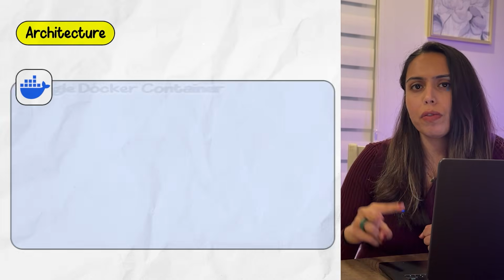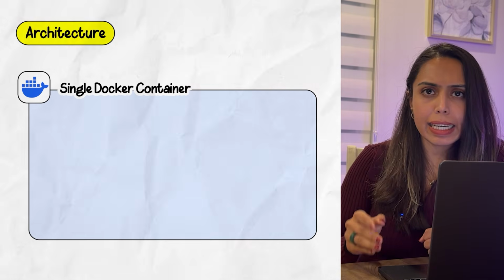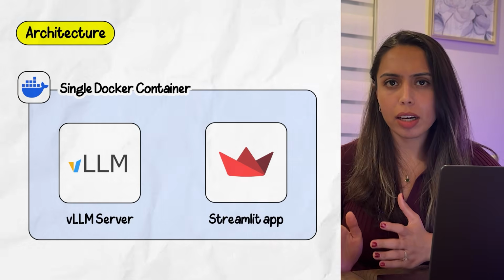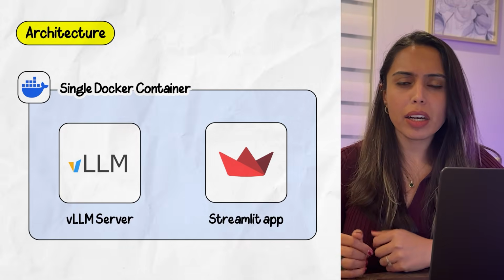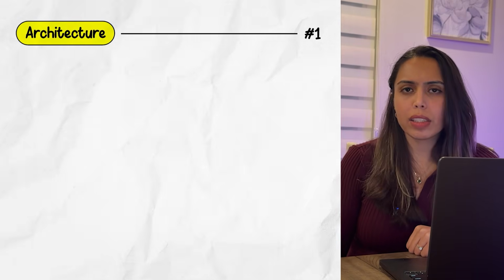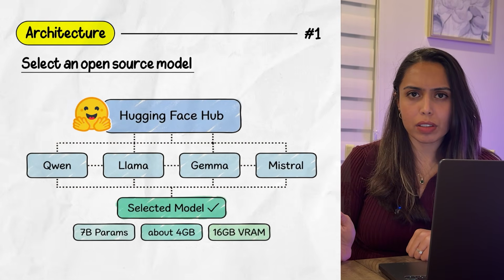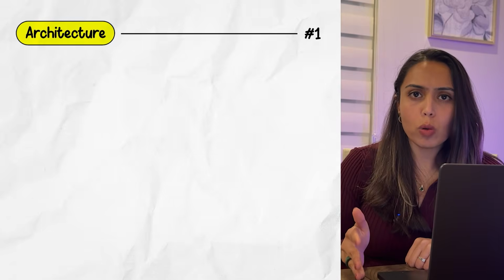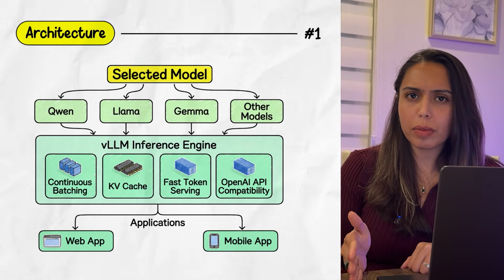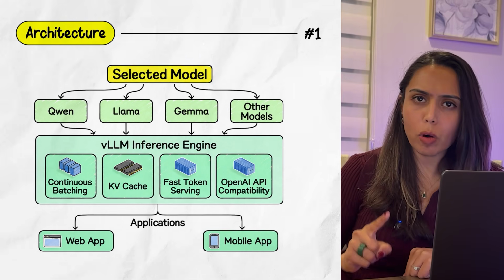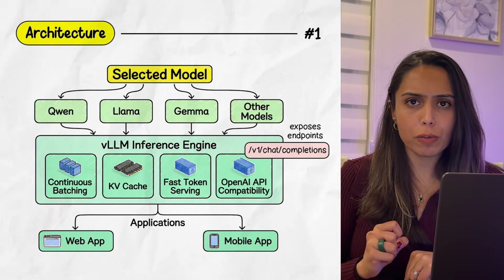Now, before we dive into the code, let's understand the architecture first. We have two main services running inside a single Docker container, a VLLM server and the Streamlit application. Now, you can have separate containers for both, but I chose to host both of these services in a single container. Now, the first step here is you can select an open source model from Hugging Face, which is basically the GitHub repository for AI models. Once that's done, the VLLM loads the selected model, and the VLLM engine is responsible to run that inference on GPU. In addition, VLLM also exposes the endpoint. So that is the first architecture here.